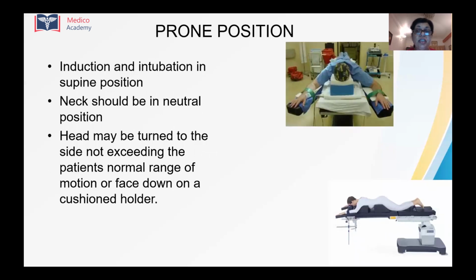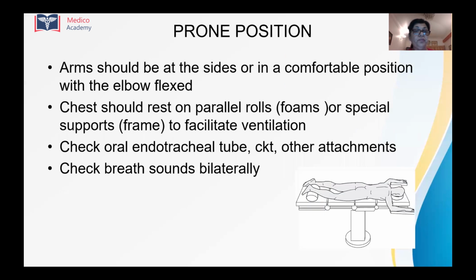The intubation and induction is done in the supine position, and then the patient is made prone very carefully. The neck should be in neutral position. In some cases, the head may be turned to one side, but it should not exceed the patient's normal range of motion, or face down on a cushion holder. The arm should be at the side or in a comfortable position forward with the elbow flexed. The chest should rest on parallel rolls or foams or special supports or a frame to facilitate ventilation. Check the oral endotracheal tube, circuits, and other attachments after you make the patient prone. And again, check the breath sounds bilaterally by means of a stethoscope.